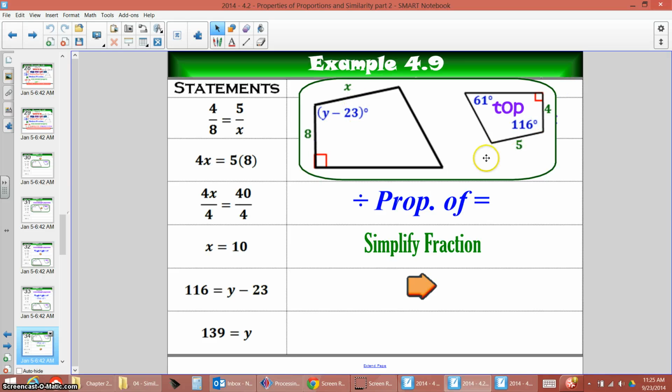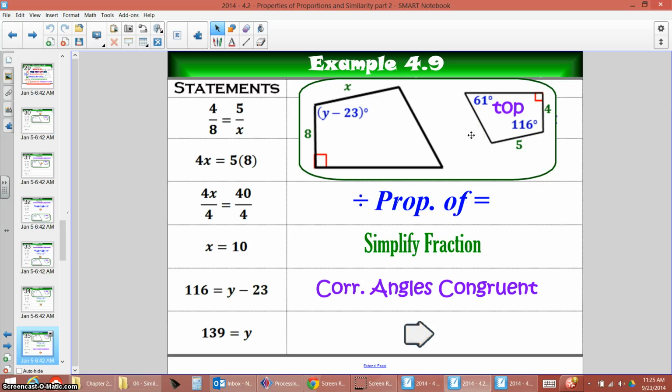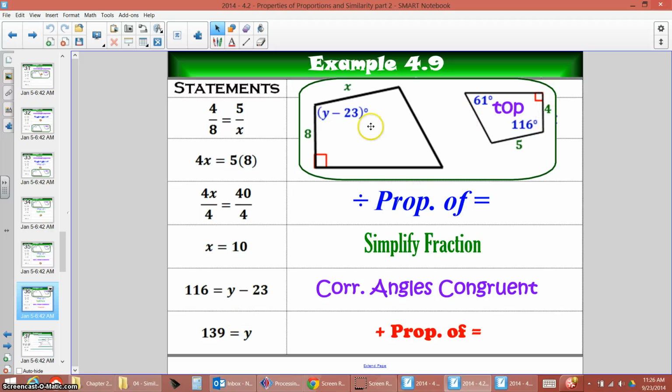Because the shapes are proportional, we can say the angles are equal. So corresponding angles are congruent. Now that's not like in the parallel with a transversal, that's more like in a similar shape scenario. So now that we've got that, we add 23 to both sides, and we get 139. I want to make that clear. If the segments are proportional, then the angles are equal.